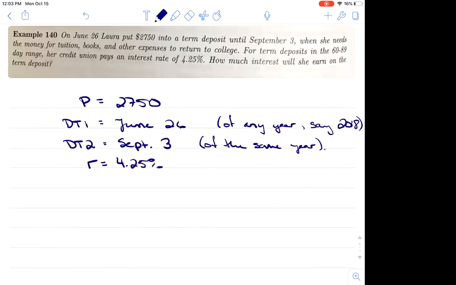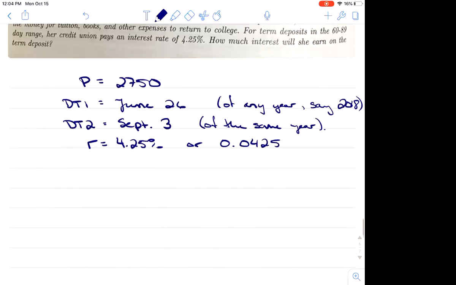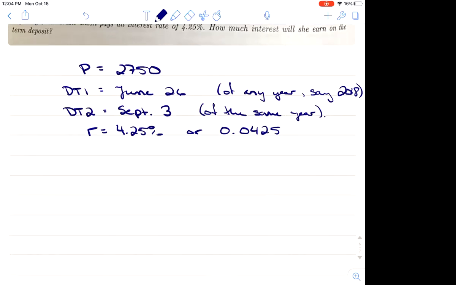Again, it doesn't specify that that's the annual rate, so we can just assume that that's the annual interest rate, and that's fine. Or 0.0425 as a decimal. Okay, so again, we're going to calculate the days between these dates before we can actually find how much interest she earned. So we got date 1. I'll make a note here. We want to find I.